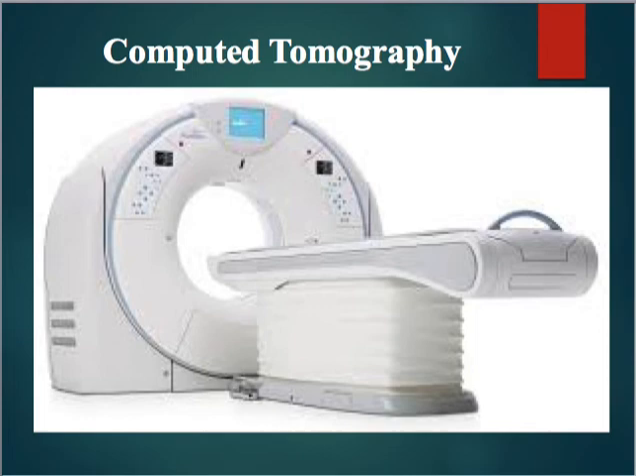millisieverts. A chest CT is 7 millisieverts, and it's equal to 2 years of natural background radiation. So that gives you a little idea of how much more radiation it is. We just really want to make sure that the benefit is outweighing that risk. There are a lot of amazing benefits that come with CT, and it's a wonderful modality that we use quite frequently in diagnostic imaging.